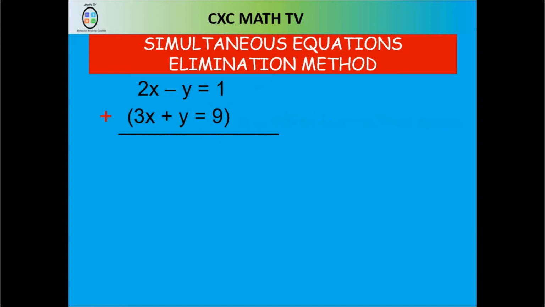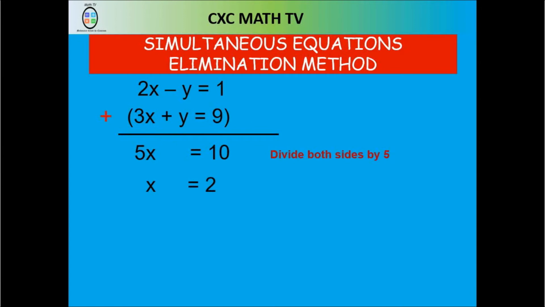We add the two equations. 2x plus 3x is 5x, minus y plus y, the y's disappear, and 1 plus 9 equals 10. So that is step 2 completed. Now we need to solve 5x equals 10 to find what x is. In that case, we divide both sides by 5, and so x must be 2.